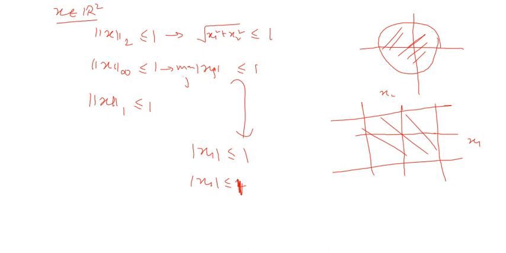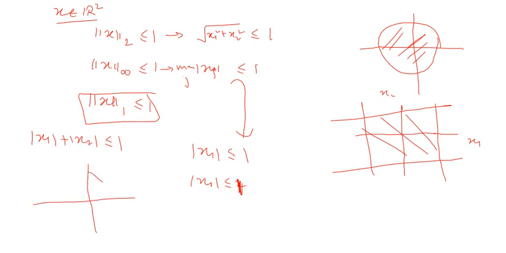Now for this one, what will it be geometrically? This is mod x1 plus mod x2 less than or equal to 1. If you look at this case, you will have x1 plus x2 equals 1 and x1 plus x2 equals minus 1, and you are going to create it with x1 negative sign and x1 positive sign. So what are the four possibilities?